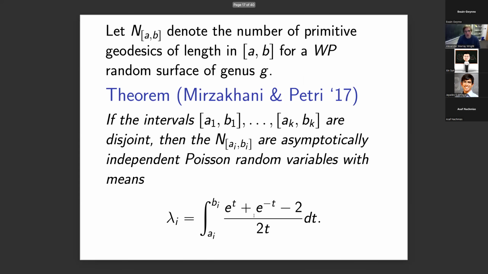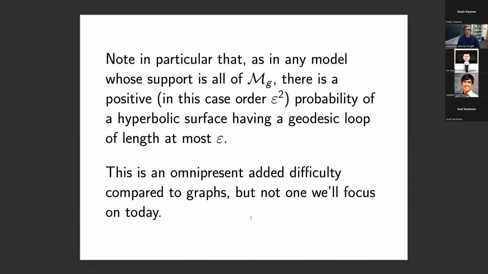So one thing I want to notice is that there's no g in here, and this function that's being integrated has full support all the way down to 0. So I just want to note in particular that, as has to be the case for any model whose support is the whole moduli space, there's a positive probability of a hyperbolic surface having a geodesic loop of length at most epsilon. And in this case, it's about epsilon squared and roughly independent of genus. So you really do have some definite chance of seeing a very, very, very short loop on your surface.